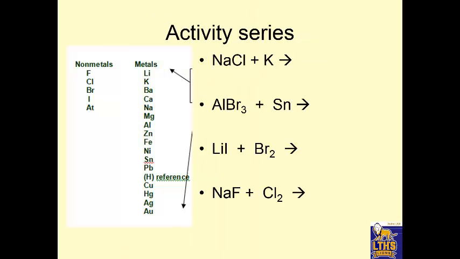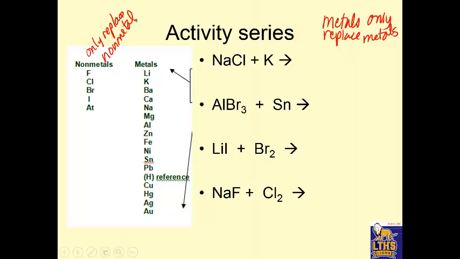Right. So an activity series is a list of elements from most reactive to least reactive. Notice all of these are metals, so it's called the metal activity series. Those are non-metals. So metals can only replace metals. And then non-metals can only replace non-metals. Okay, a metal can't replace a non-metal. It can only replace what they're similar to.